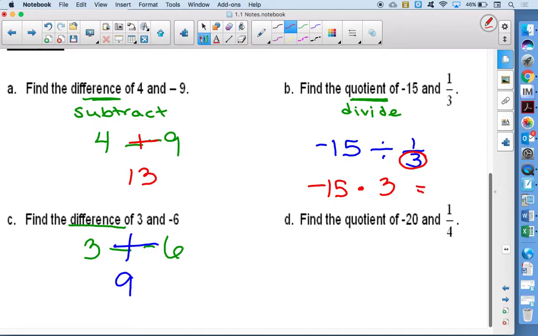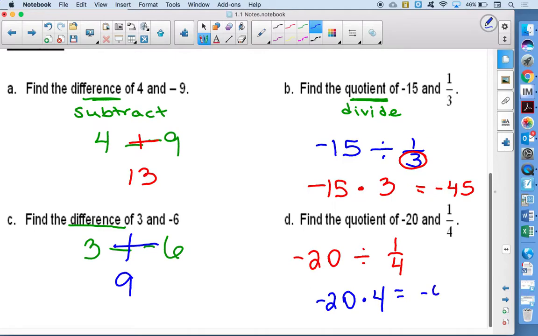Bree, do you know what negative 15 times 3 is? Negative 45. Good. Awesome job. And then the last question says negative 20, the quotient with 1/4. So really, we're taking negative 20 times 4. Jimmy, what's negative 20 times 4? Excellent. Negative 80. Any questions?